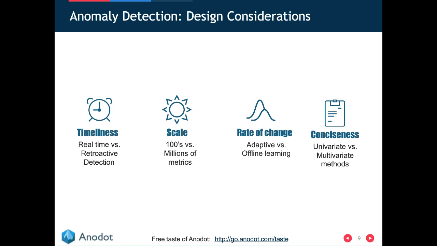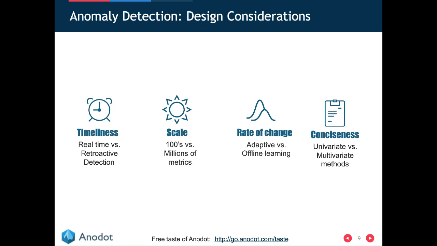The second one is scale. Are you looking at hundreds of time series signals that describe your environment for detecting business incidents, or is it millions or maybe billions? And that makes a whole world of difference of what type of methods to use.